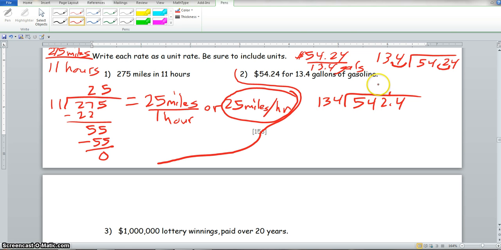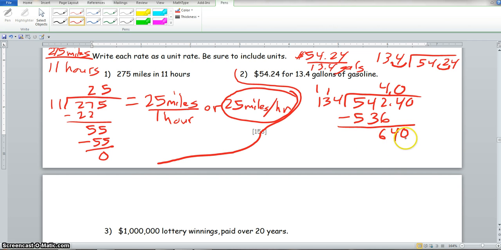134 goes into 542 4 times. 4 times 4 is 16. We carry our 1. 4 times 3 is 12 plus 1 is 13. 4 times 1 is 4 plus 1 is 5. 542 minus 536 is 6. Bring down your 4. Now we will add a 0. Well, before we add the 0, 134 goes into 64 0 times. Now we add a 0, and we'll bring this 0 down.